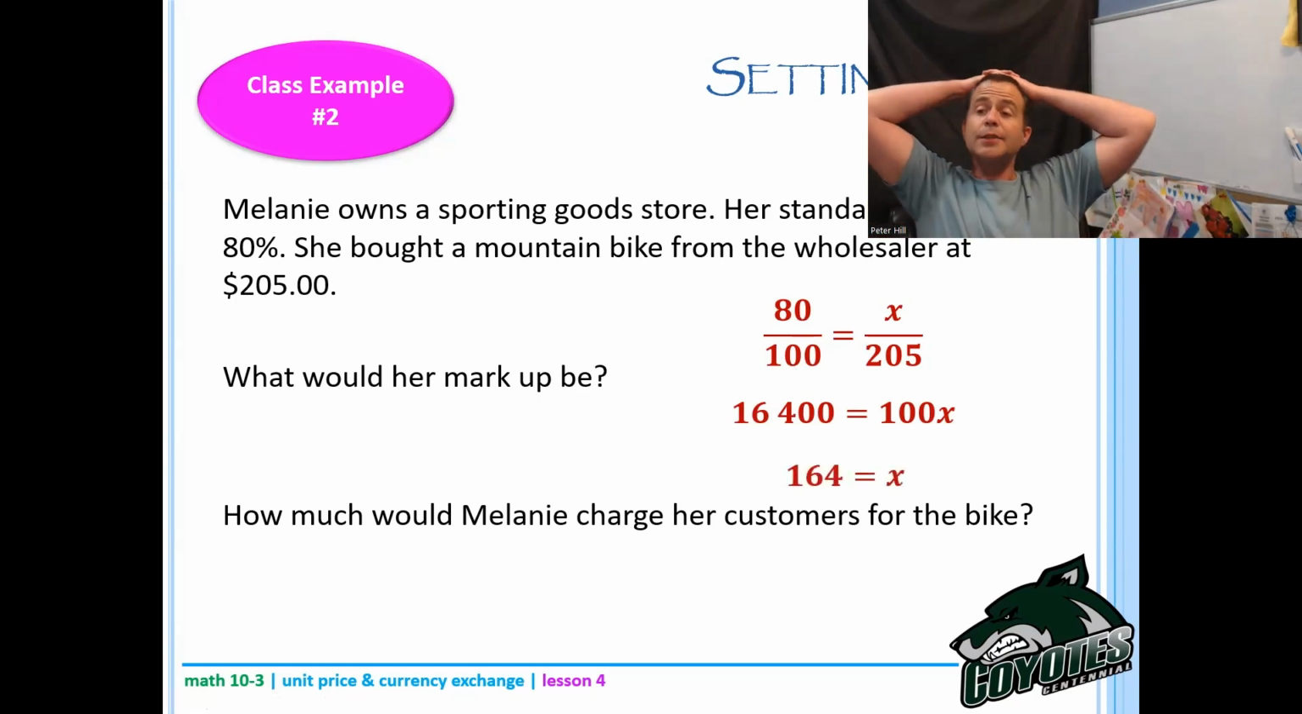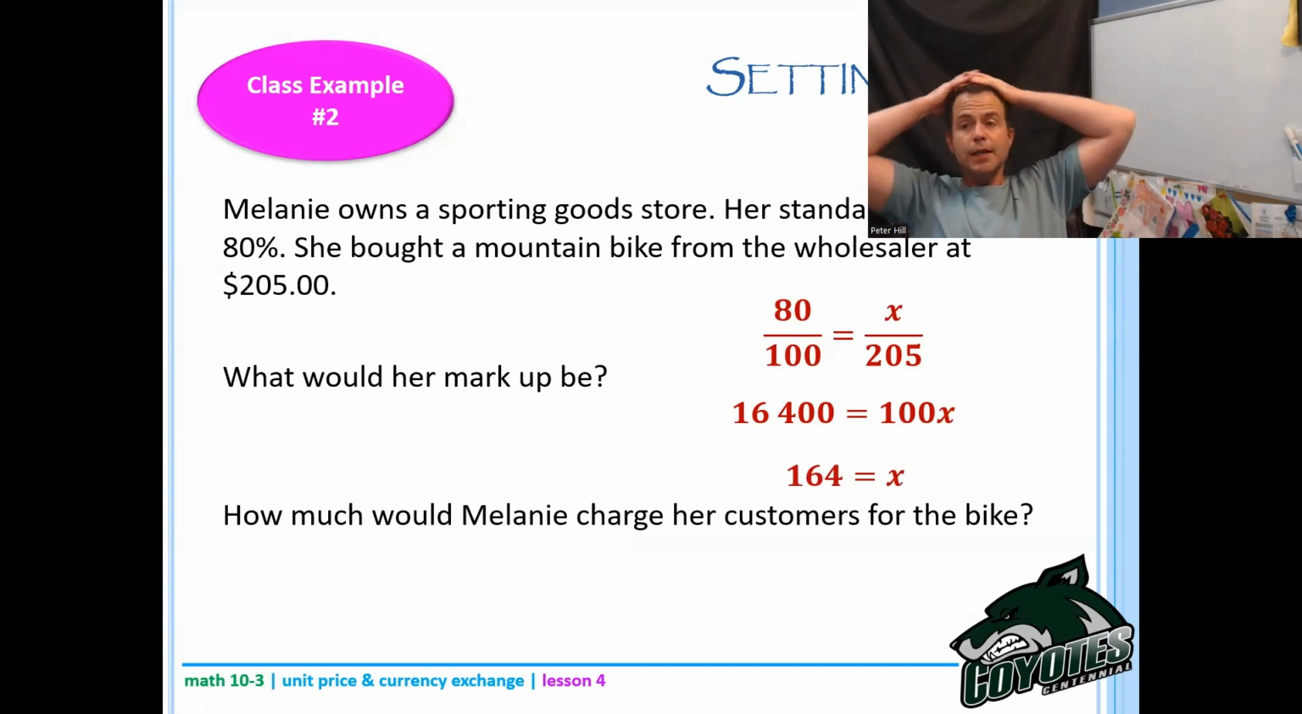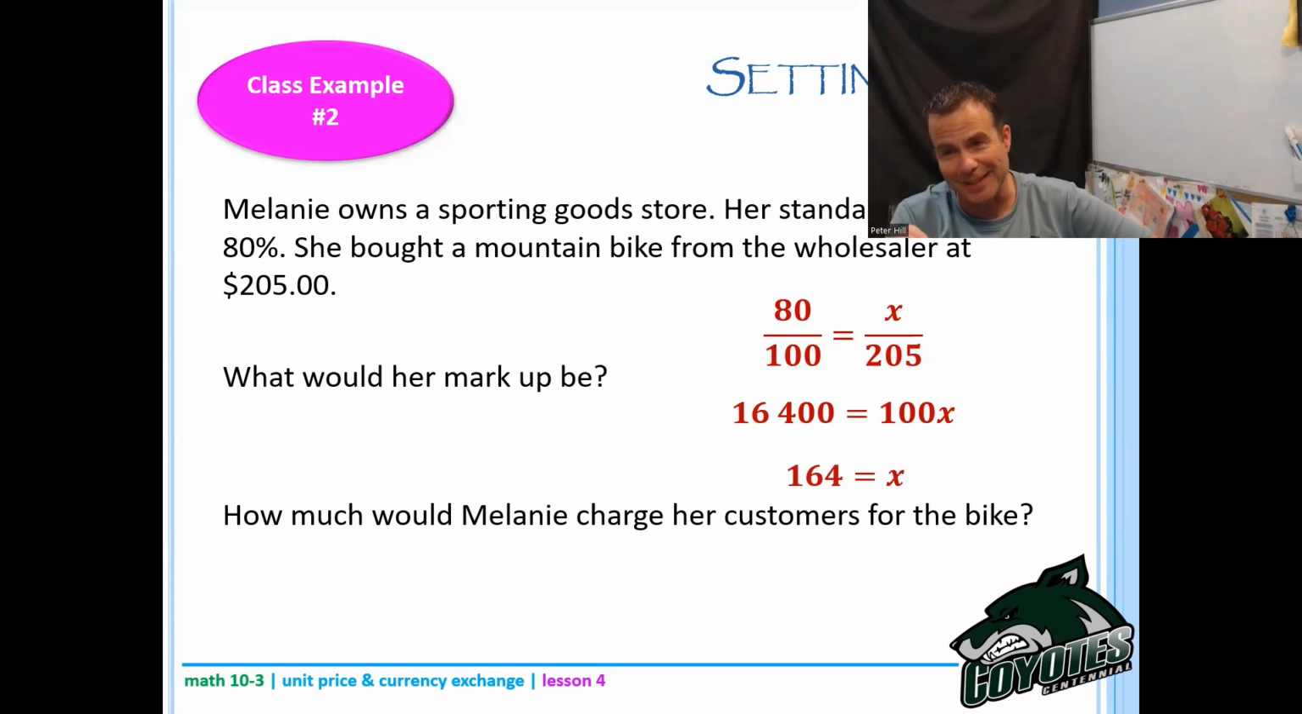Now, that is her markup. I want you to listen really carefully to this, okay? That's not what she's selling it for. She's gonna add that to the price she paid for it. So that's her profit. It's the amount of money she actually wants to make on this sale, okay?